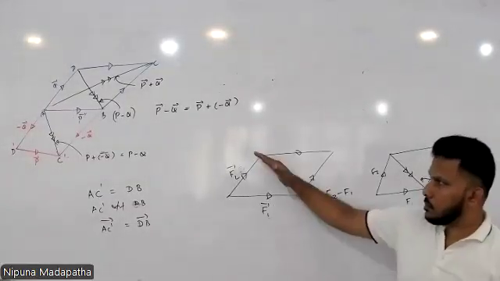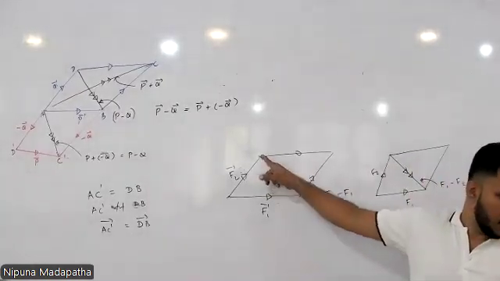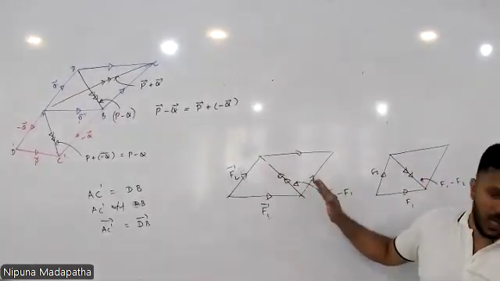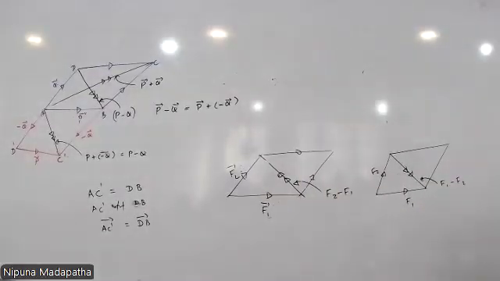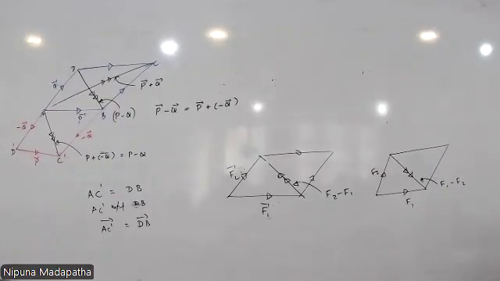BD, the arrow is from B to D. So BD has this direction. It must be F2 minus F1. Sentence B is incorrect. BD represents F2 minus F1. So which of the following are correct? A only. A only is correct.